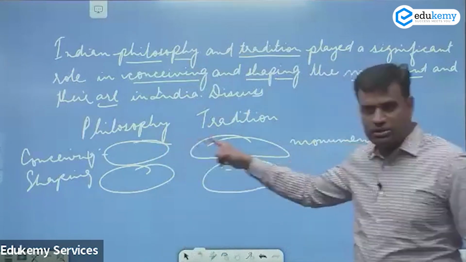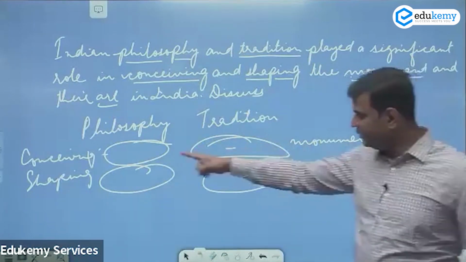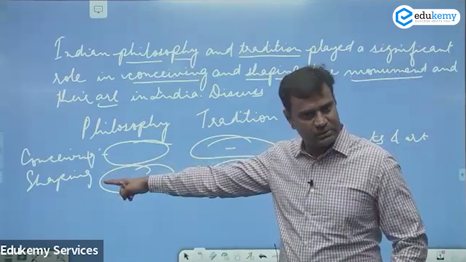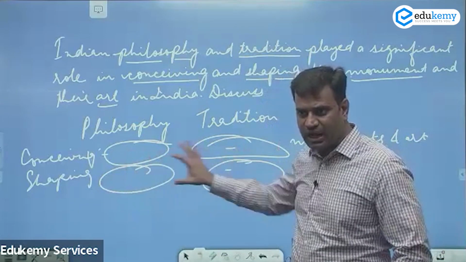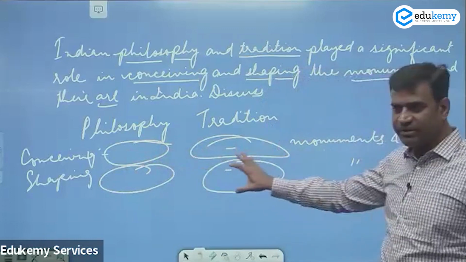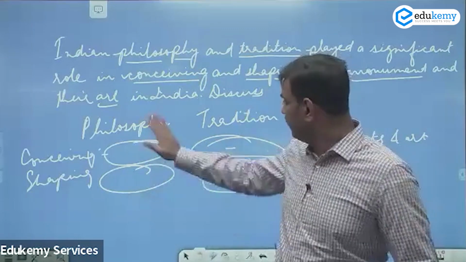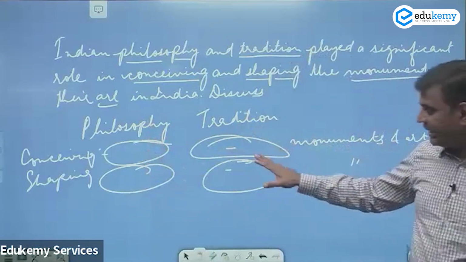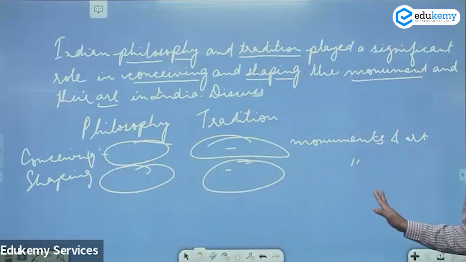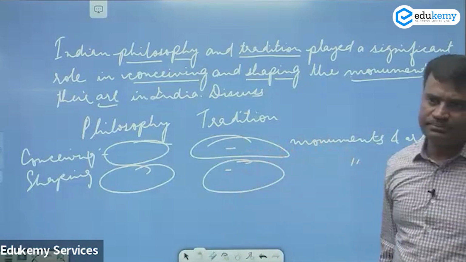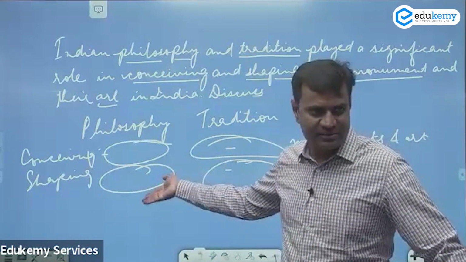First of all, you structure the answer and then you go for conceiving and shaping. Clear? Divide the answer and you realize what is the matter of the answer, the point where the answer lies. Once you identify this, the answer will become very easy. Philosophy, tradition. Then write conceiving and shaping. Then write monuments and art. Answer will automatically come. You just have to fit in examples here.